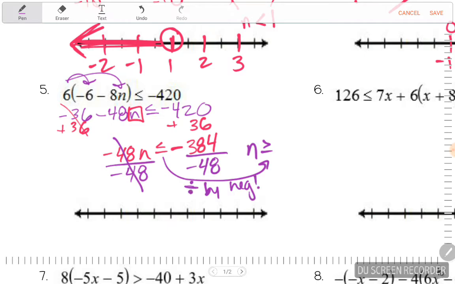Okay, 384 divided by 48 is 8. And a negative divided by a negative is a positive, so it stays as n is greater than or equal to 8. Pick a place on your number line, make it an 8. It has the equal to, so it's going to be a solid circle. And greater than, so I shade numbers that are bigger than 8.